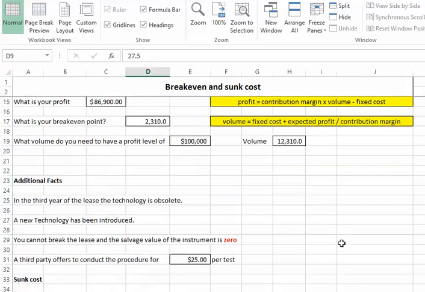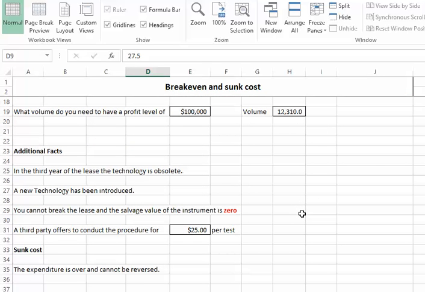$27.50. So assuming that we cannot bring our variable cost to below $25, there's no other decision, at least from a financial cost accounting perspective, other than to store the piece of equipment and to continue the service through this third party. And that really is the point related to sunk cost. We really have to ignore these other costs associated with the equipment, with the decision. The expenditure is over, and it cannot be reversed.